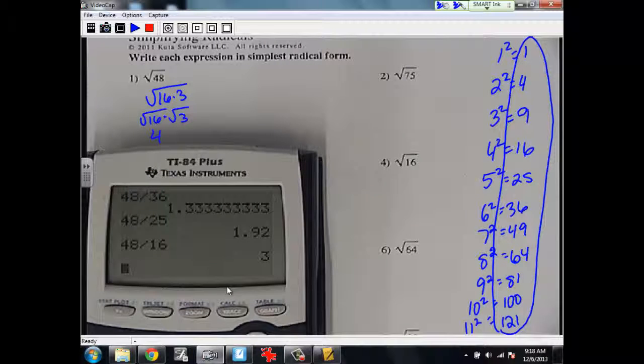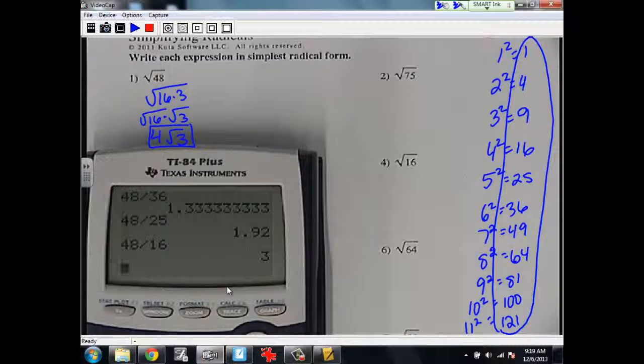It's like a decimal, right? Probably 1 point something. 1.7. We don't want that decimal, so I just bring this down. This doesn't simplify anymore, and that is my answer. That's in simplest radical form. This is called a radical.